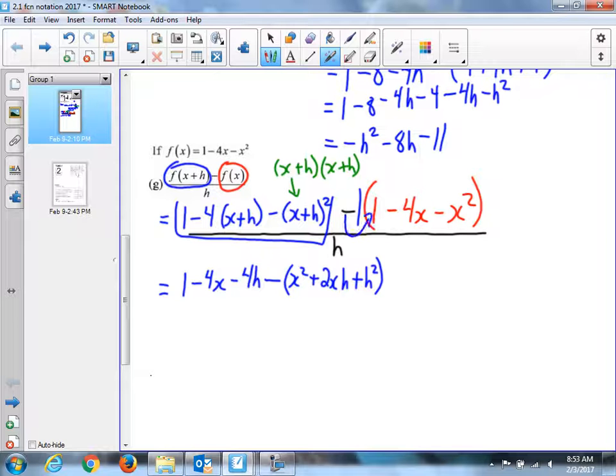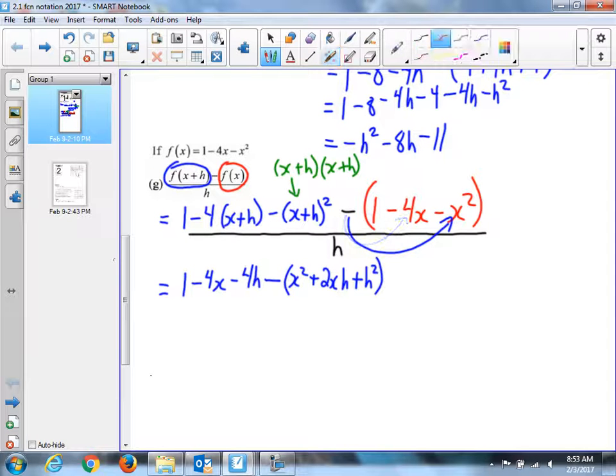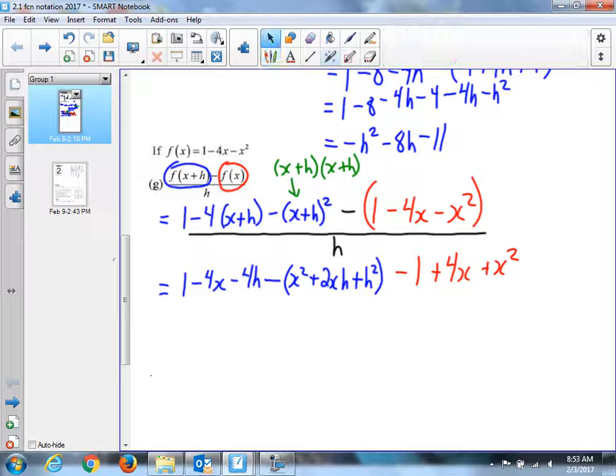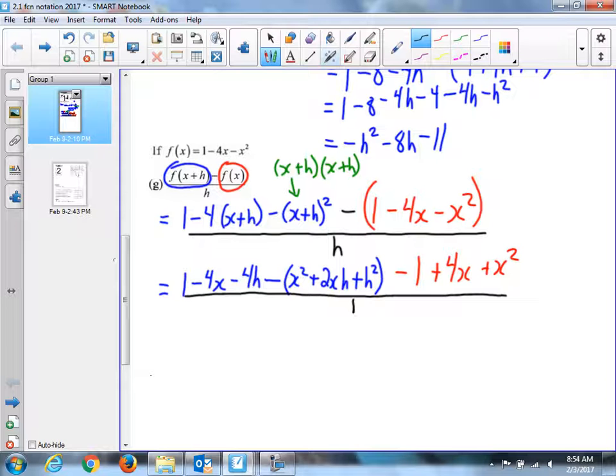Now I'm going to think of this as a minus 1 in front. Negative sign times 1, negative sign times negative 4x, or minus 4x, negative sign times minus x squared. That's the most common error. We're not going to make it, but minus 1, 4x, x squared. Over h. Now, if you don't like drawing a huge fraction like that, you have an option.